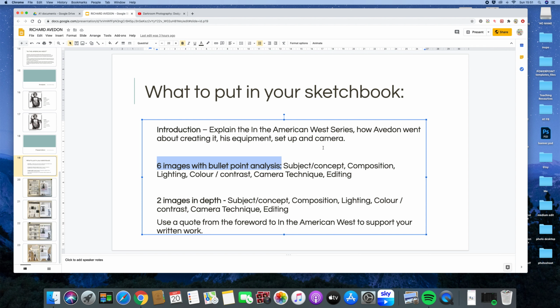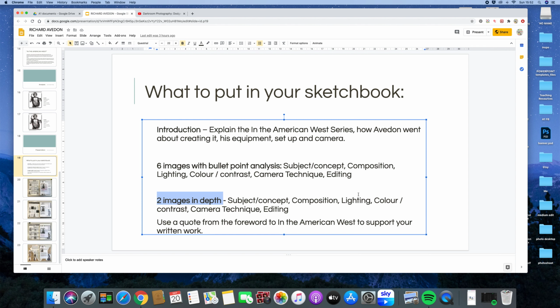Don't be like, he uses a Deardorff 8x10 camera every time. Get that into your introduction so that you don't repeat it across the 6. And then the 6 images with bullet point analysis, you work through these details. So you're explaining ideas specific to that image, not generally, not overall. And then last, you look at 2 in depth.